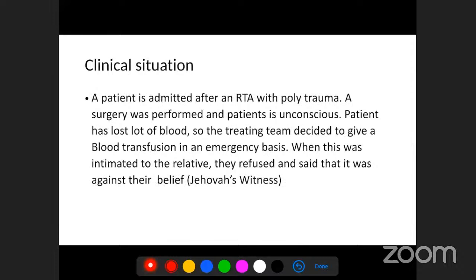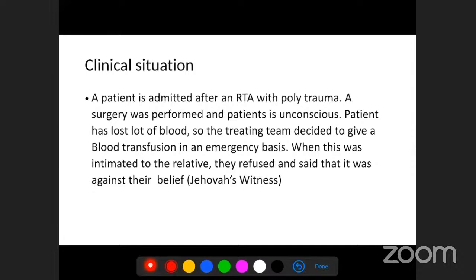Suppose a patient gets admitted after a road traffic accident with polytrauma. Now, because there is a polytrauma, there are a lot of fractures and other things. Orthopedicians or maybe the surgeons did a surgery. And the patient is still unconscious, even after the surgery. Now, since there is a polytrauma, a lot of blood has been lost. So the treating team, the orthopedician or the surgeon, decided that the patient needs a blood transfusion on an emergency basis.